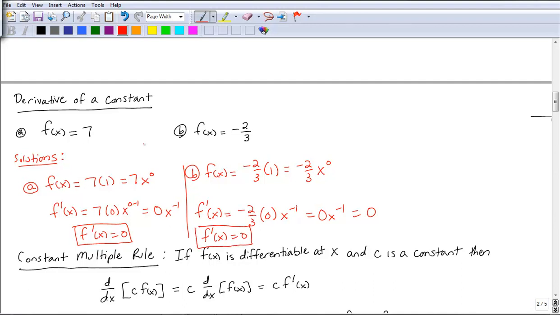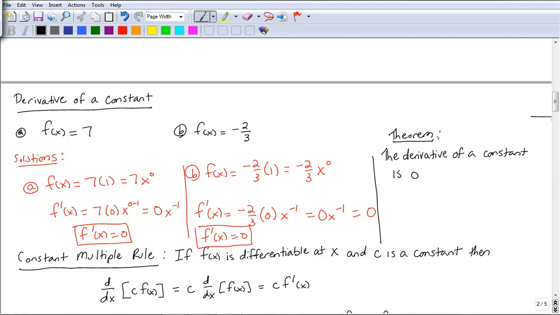Notice when I have constants, the derivative always turns out to be 0. That is not a coincidence. That's actually a truth. The derivative of a constant is 0.